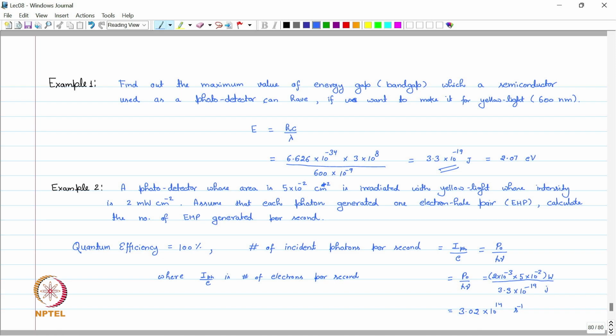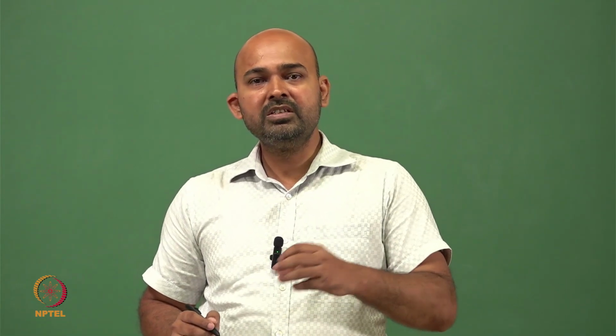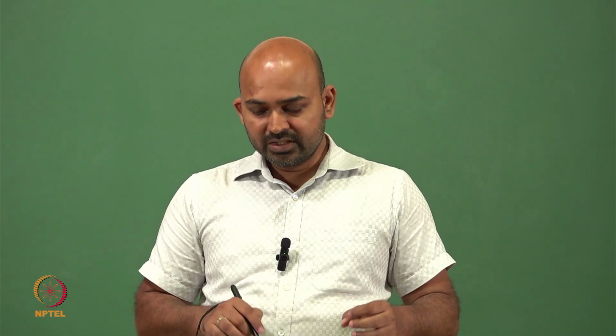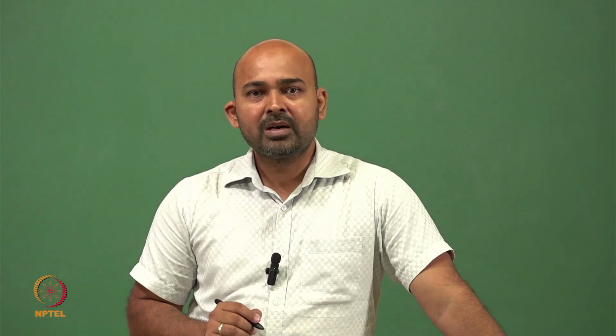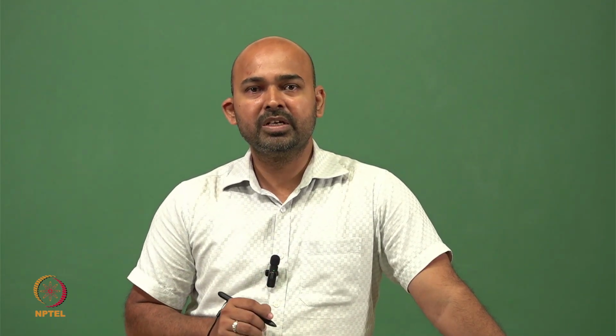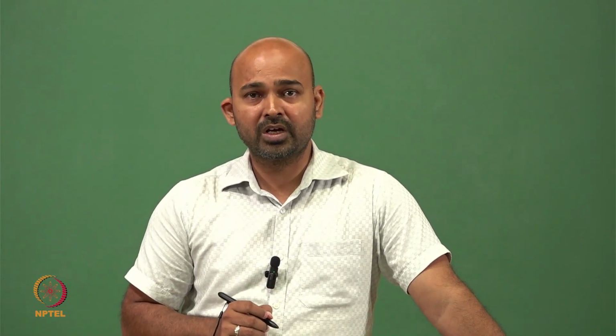So in this example we see, if we irradiate this photodetector with an intensity of 2 milliwatt per centimeter square of yellow light, then, assuming that each photon gives rise to an electron hole pair, 3 into 10 to power 14 electron hole pairs will be generated in the photodetector, and this will come out as an electrical signal across the load resistance. So these are some of the examples which we can try based on the equations we discussed for photodiodes.